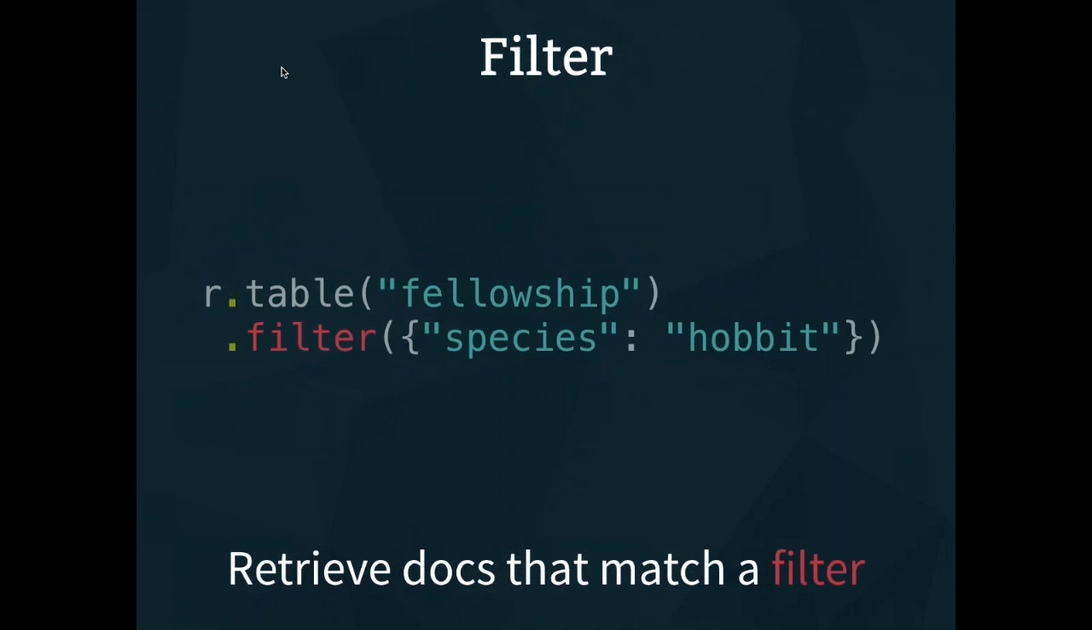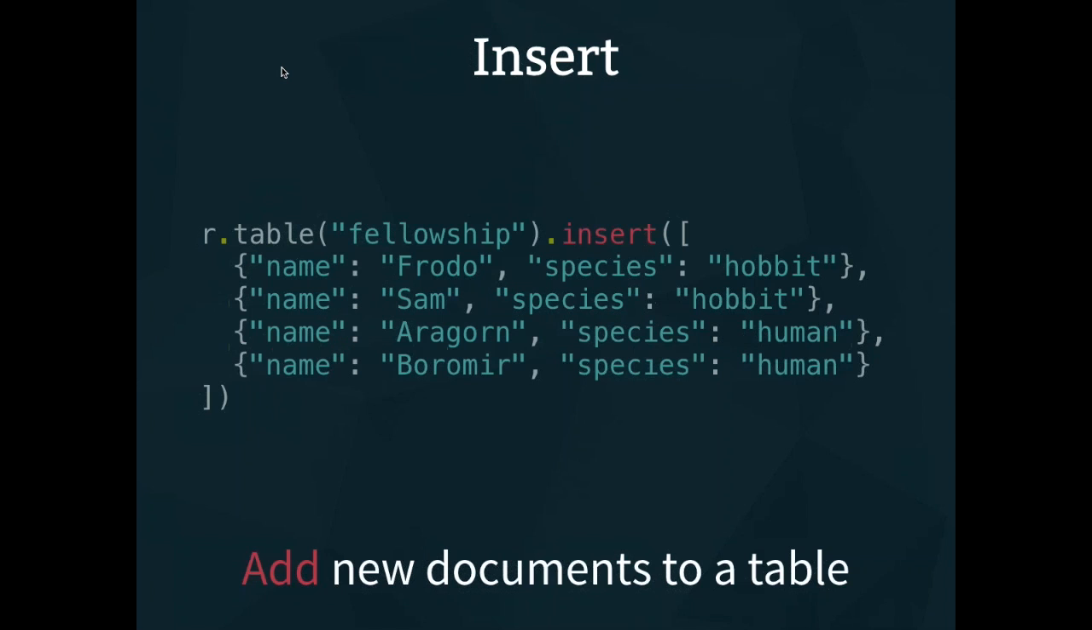Okay, so then let's say that you wanted to pull out documents that match specific criteria. You could filter on a specific property. You notice that I've got it on 2 lines, but essentially you're just attaching .filter after the table. So filter species hobbit. We're looking for all of the records where the species key has the value hobbit. So you can see in the set of documents that we've inserted that would match Frodo and Sam, right?